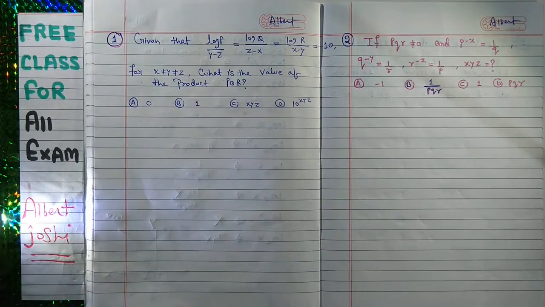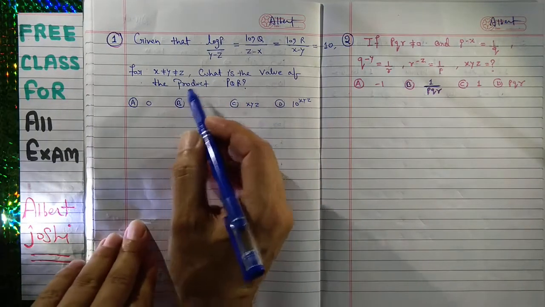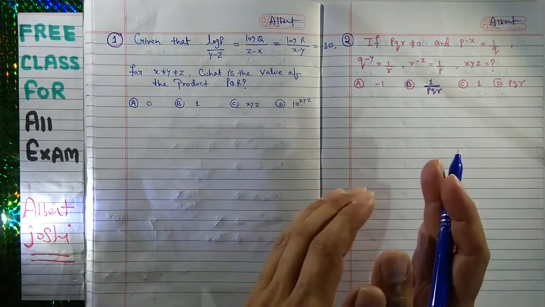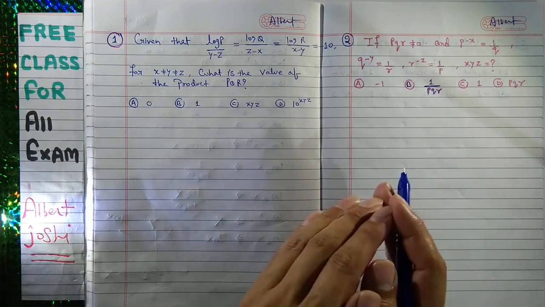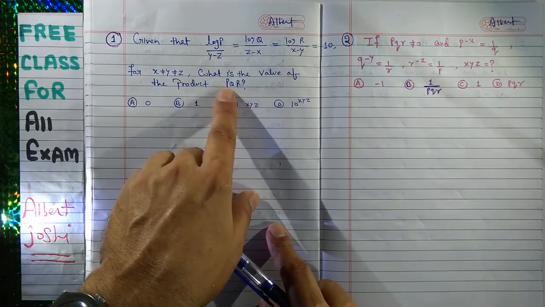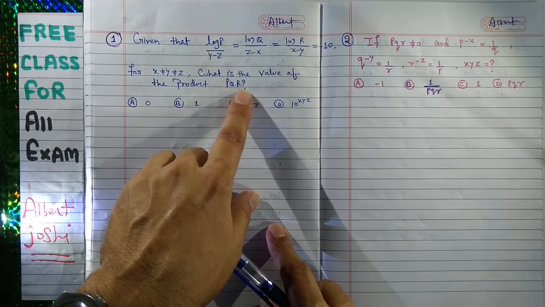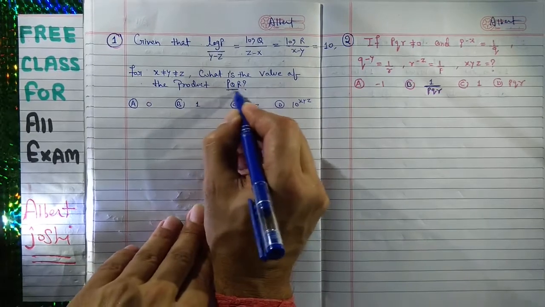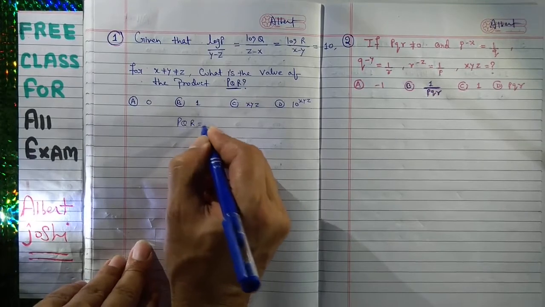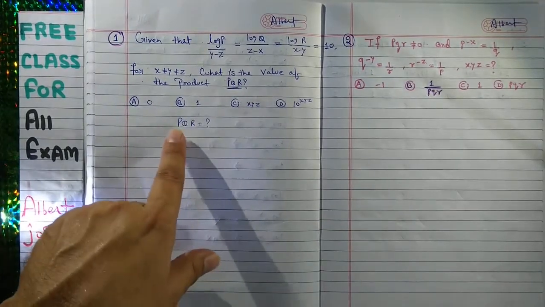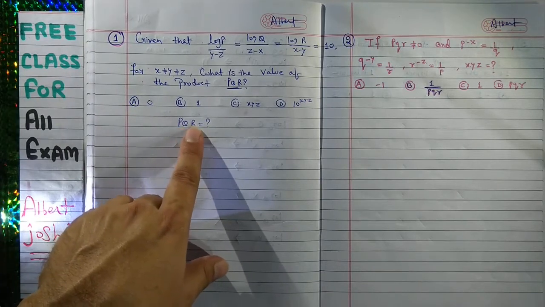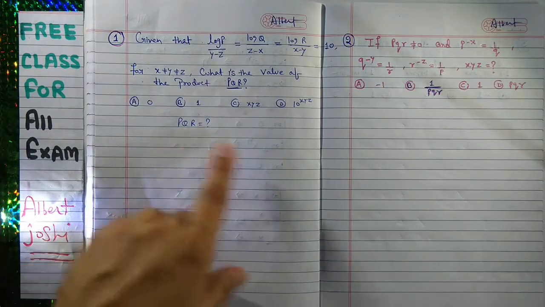Whenever you are reading any question during the exam, at first you have to think what we have to find. That is your goal. At first you have to focus on the goal. Your task is PQR. We have to find PQR. So we have to find the value of P, the value of Q, and the value of R. That is our task.